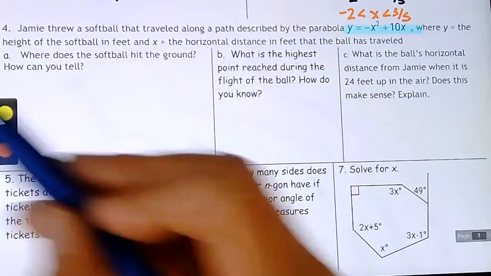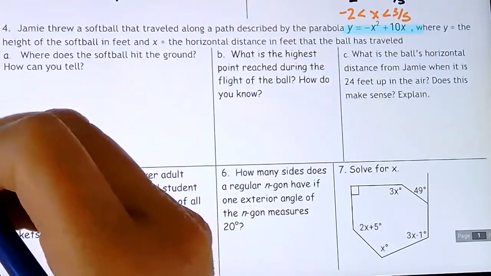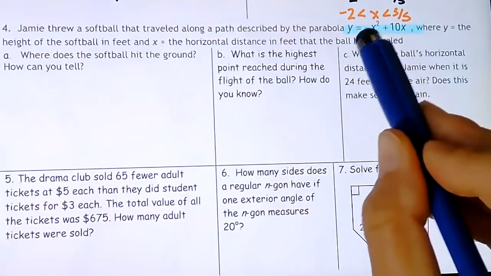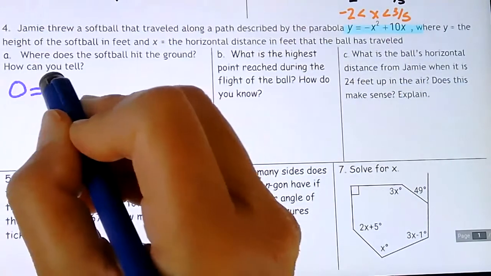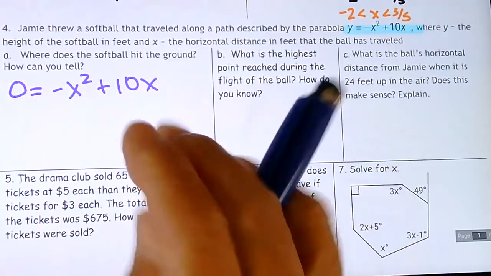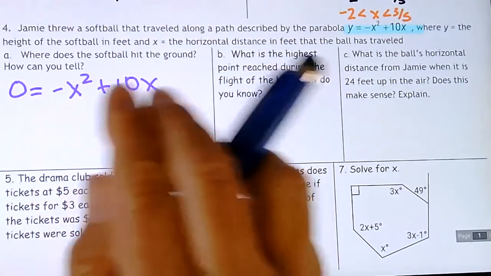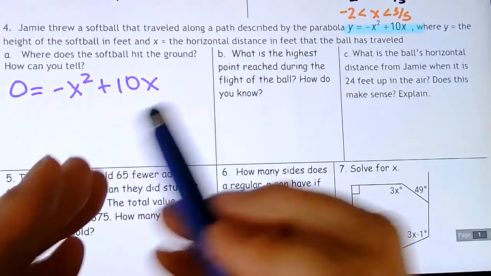Remember, y is the height. So that means the ground would be 0 for my y. So I'm going to go 0 equals -x squared plus 10x. Now, if you have no number here, you just have x's here, you can factor this.